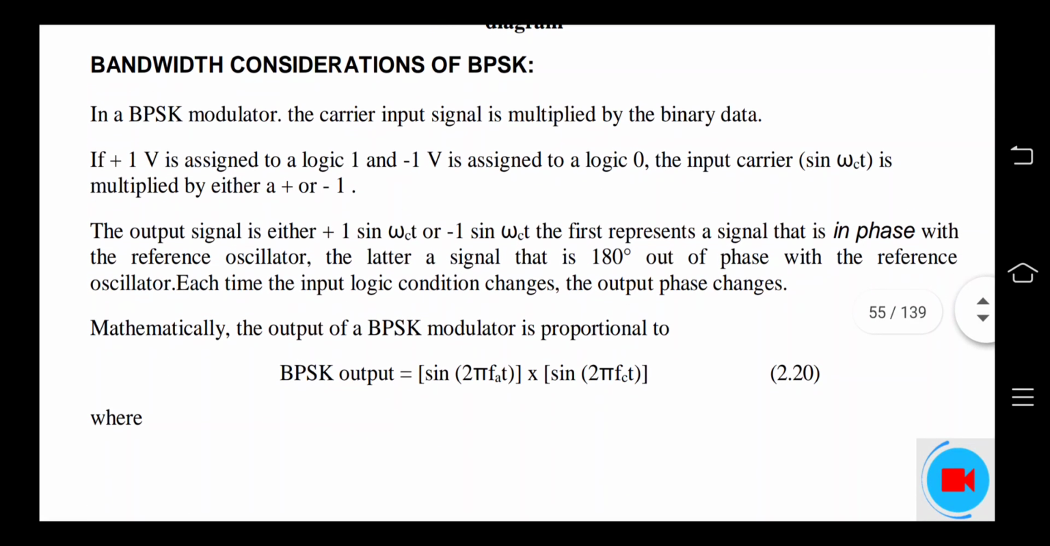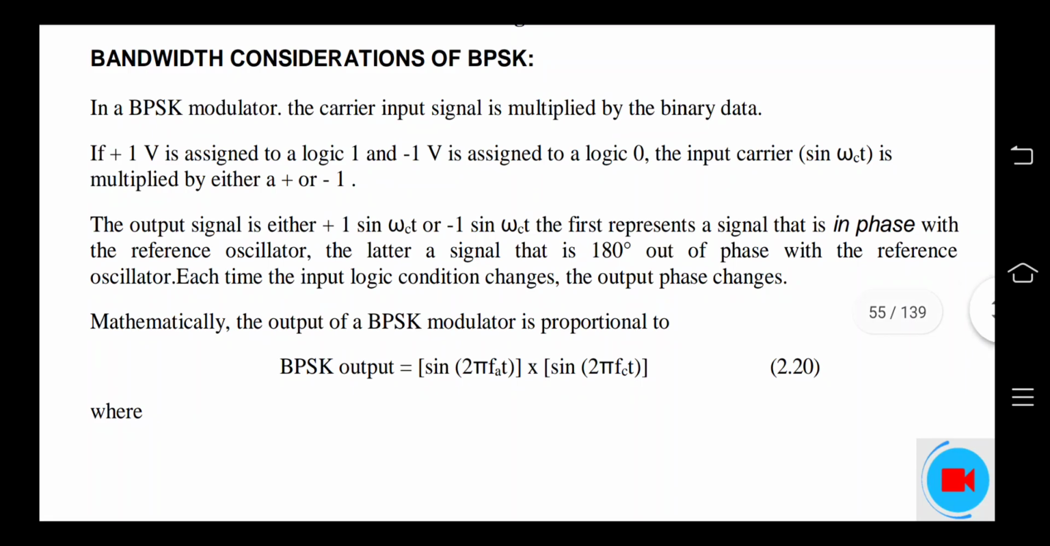In continuation, we can explain the bandwidth consideration of BPSK. So how to define the bandwidth for each duration of the pulse. Here you can observe that 1 volt is assigned to logic 1 and minus 1 volt is assigned to logic 0, that is, positive is 1 and negative is 0. The input carrier signal is generally Vm sin omega ct. Here V is either positive 1 or minus 1.